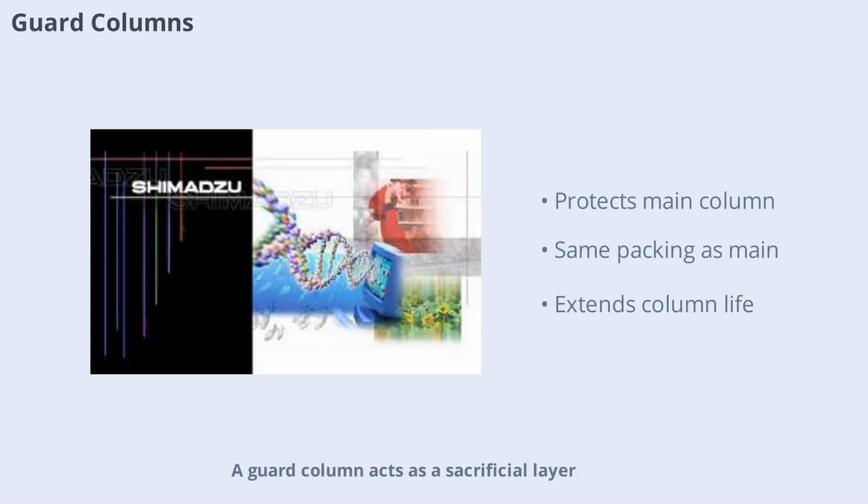A guard column acts as a sacrificial layer, protecting your main analytical column from contaminants and particulates. It should have the same stationary phase and packing technique as the analytical column. If the packing differs, separation and protection capabilities decrease. Using a guard column extends the life of your main column and maintains separation quality.